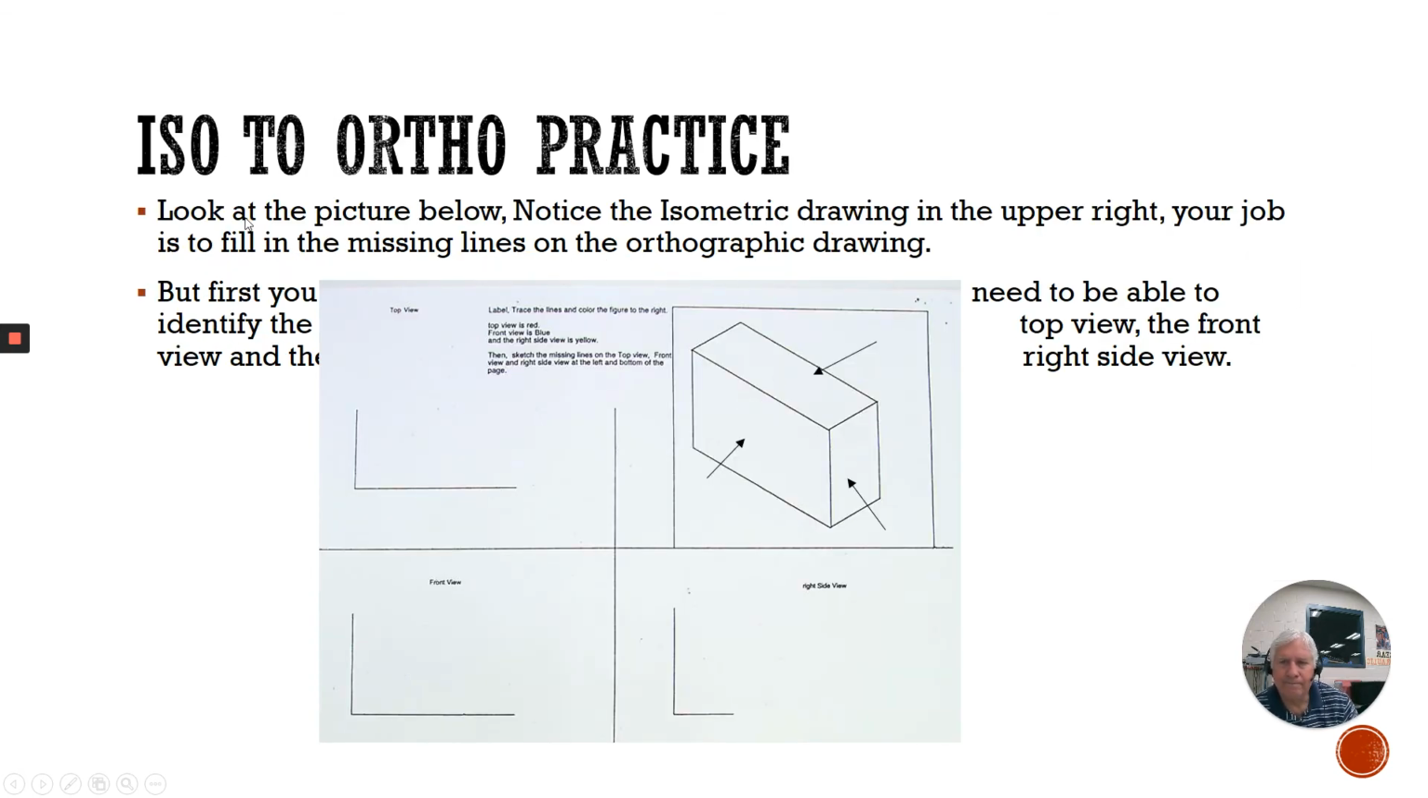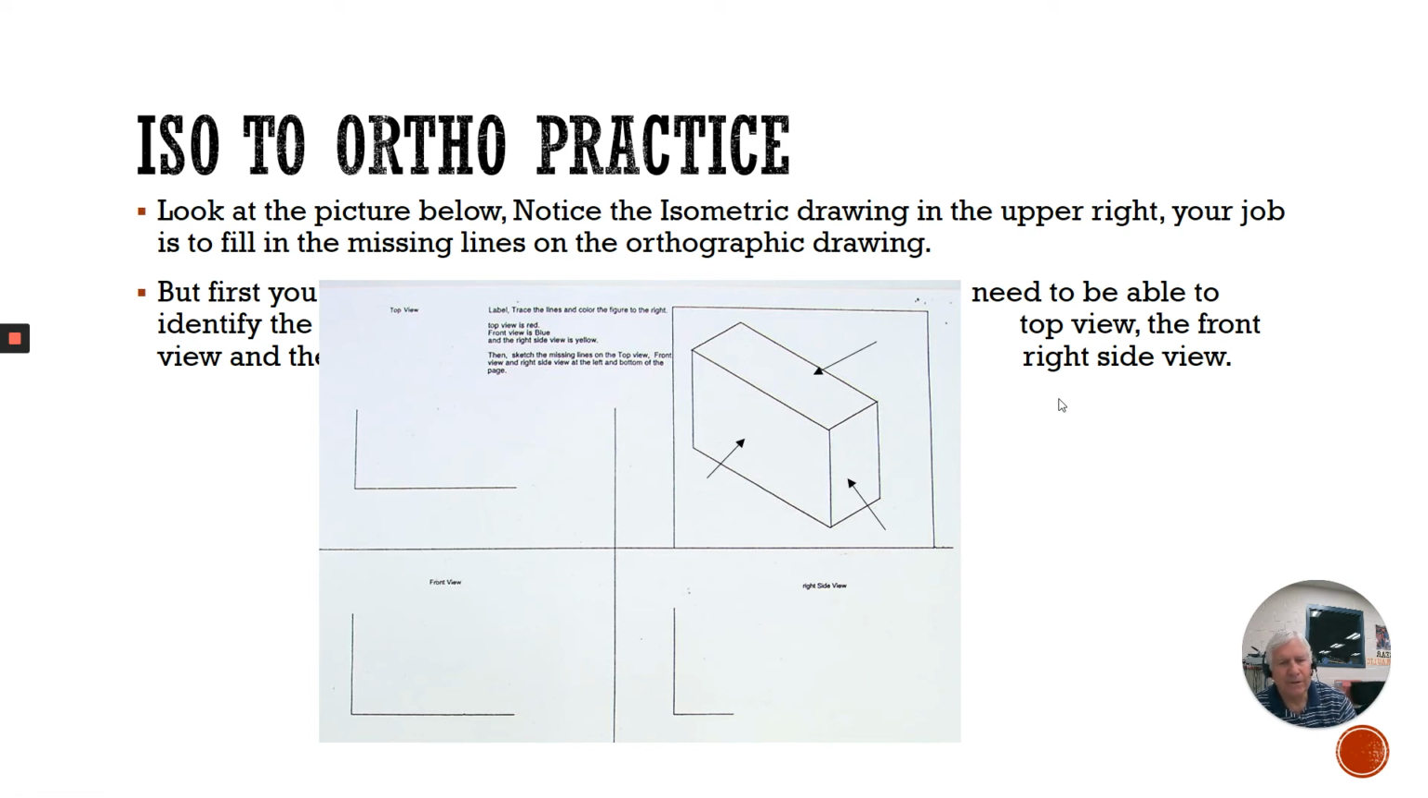Okay, so we're going to do some practicing for a little bit. If you look at the picture below, notice the isometric drawing in the upper right-hand corner of your job. Now this is a square block of wood, or a square block that we've drawn. I do this to help you identify the different parts. Your job is to fill in the missing lines on the orthographic drawing. The first thing you need to do is identify the top view, the front view, and the right side view.